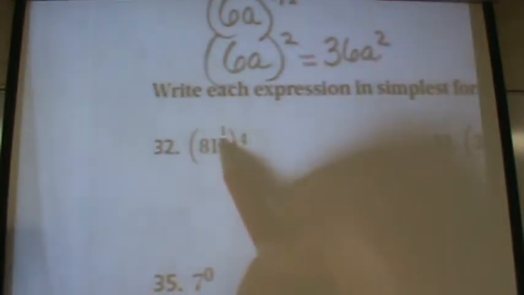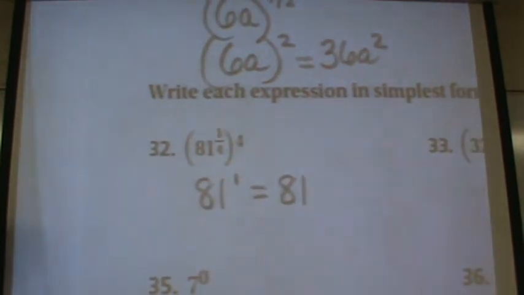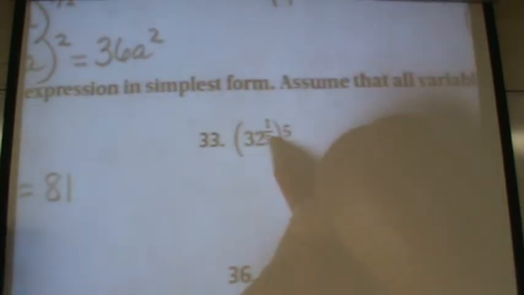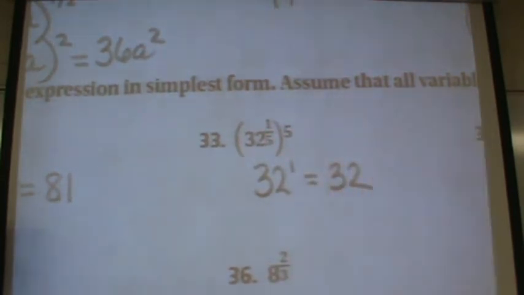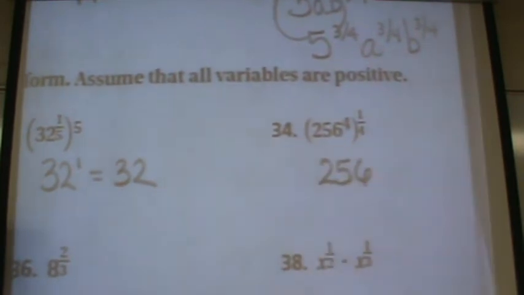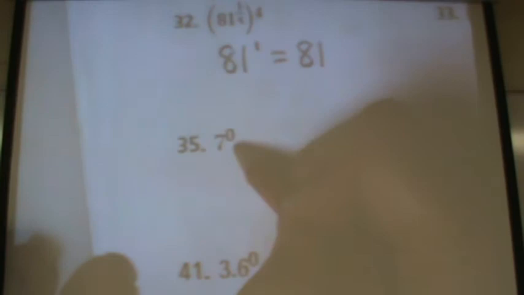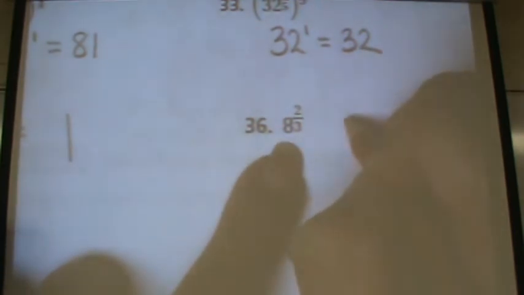Now these ones, these are power to power, and we learned how to do power to powers. What do you do with these two exponents? You don't add them, but you multiply. What's 1/4 times 4 is 1, so this is just 81 to the 1st power, or 81. 33, what's 1/5 times 5? This is power to power. 32 to the 1 power, or just 32. 34, 256, 4 to the 1/4, 4 times 4 is 1, so it's 256. 35, what's anything to the 0 power? 1, good job.